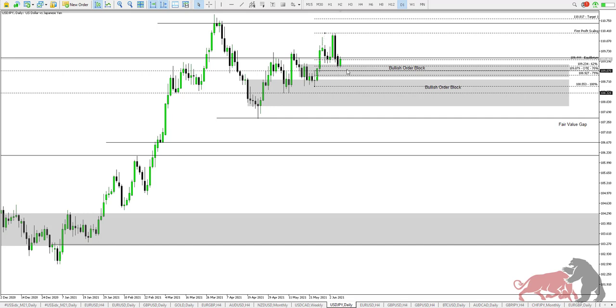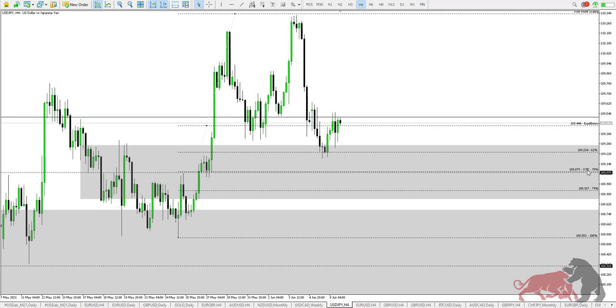See here, 109.079. That would be your ideal entry for long trades to the upside with your stops below 108.553. So let me go to a lower time frame. You can see here the optimum trade entry right inside this down candle, which now is our lower time frame bullish order block, where we anticipate market to find support and then rally. So with the fundamentals that we've got, guys, it won't be a surprise to see yen trading here and then rally, or it's going to come around 109.234 and then find support and trade to the upside.